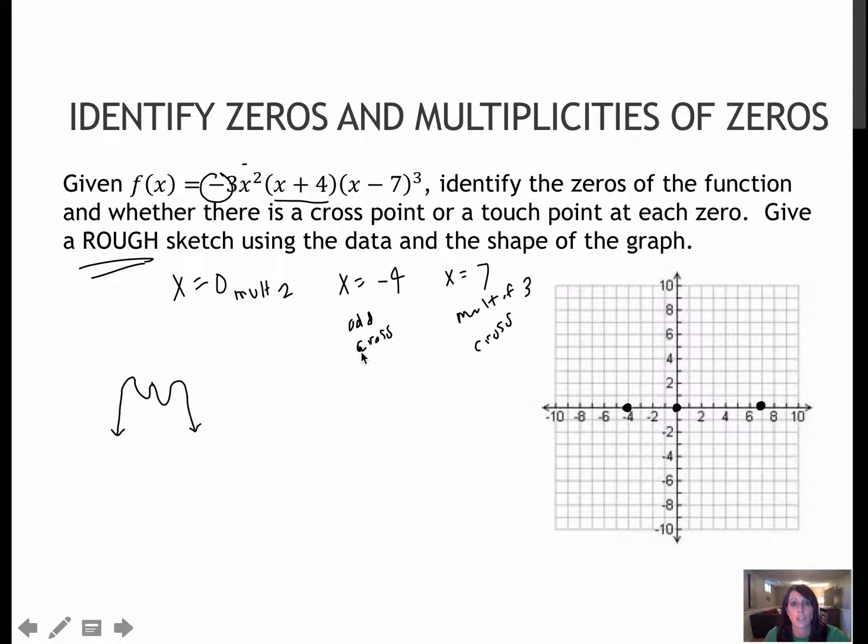When it gets to negative 4, it should cross. And then I know it's going to touch at 0. This is a touch, and it's going to turn around and go in the opposite direction. And I don't know if it's doing something else up here, but because we have taken care of all of our degrees, I'm just going to do this, and I know that it's going to cross at 7. So there's probably something else going on, but this gives me the basic shape, is that it's negative infinity here, and here's where it's touching or crossing the x-axis.